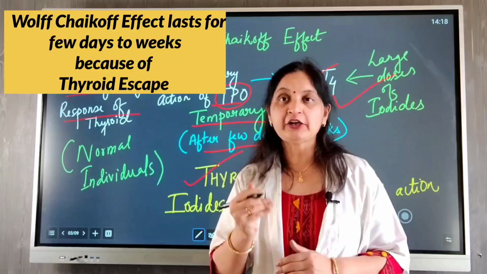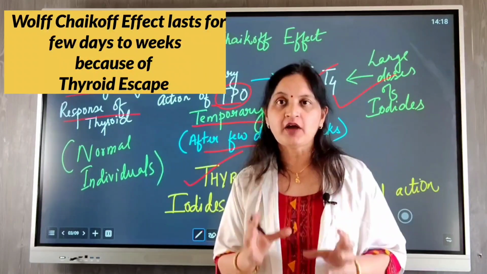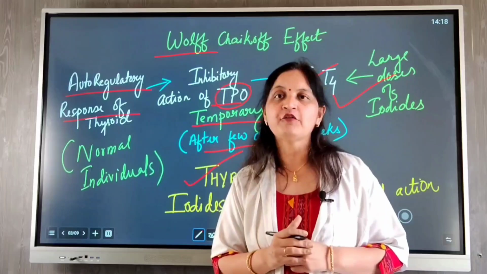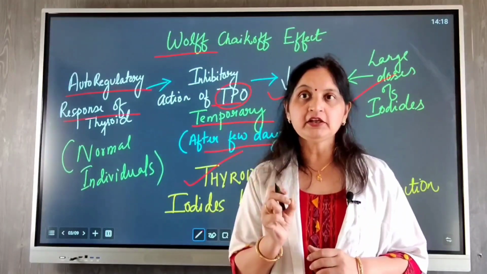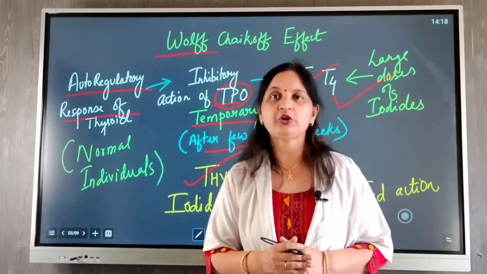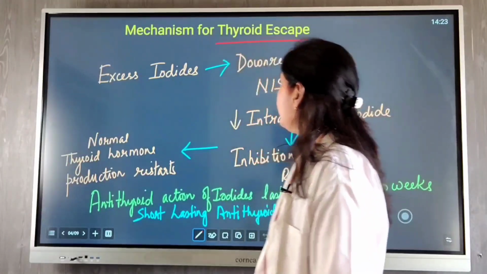But because of thyroid escape, the action is short lasting, it is a transient action, and therefore the iodides are used for short term management, particularly in acute settings such as thyroid storm. So now let's see what is the mechanism for thyroid escape.